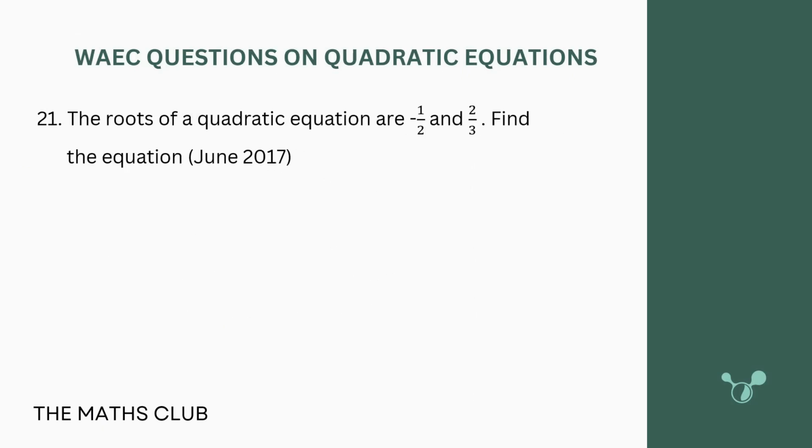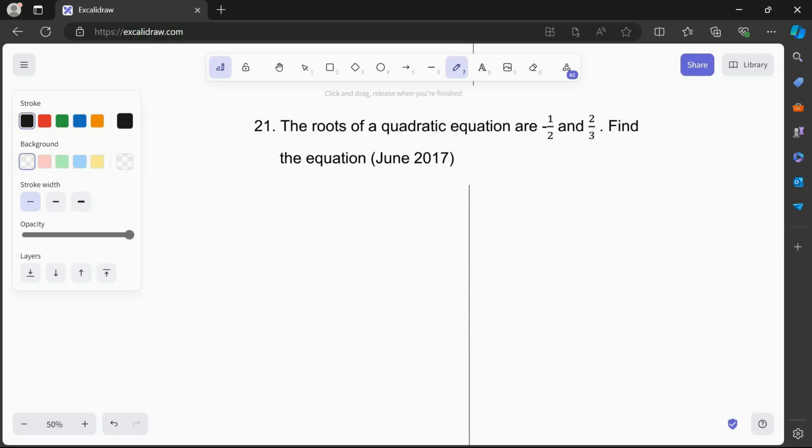Option 21 says that the roots of the quadratic equation are minus 1 over 2 and 2 over 3. We should find the equation. You can try this out yourself. So I'll just use my equation, which is x squared minus sum multiplying the x plus product is equal to 0. So the sum of both of them will be minus 1 over 2 plus 2 over 3.